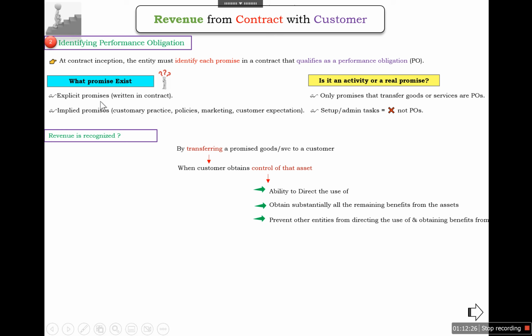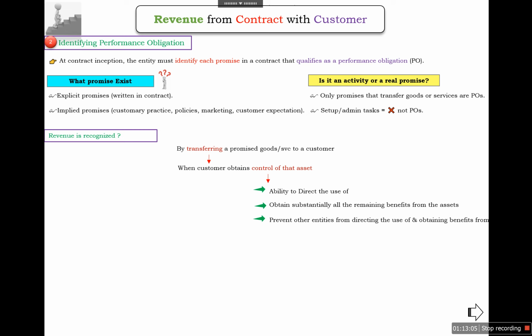A promise can exist in the form of an explicit promise, which is written in the contract. It may also be an implied promise, arising from customary practices, policies, marketing, or customer expectations. So it can be both ways. Similarly, we need to check whether the activity is a real promise or not. Only promises that transfer goods or services are called performance obligations. Set up and administrative tasks are not called performance obligations.